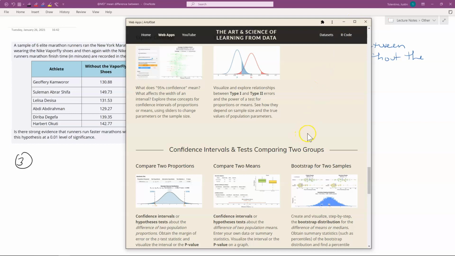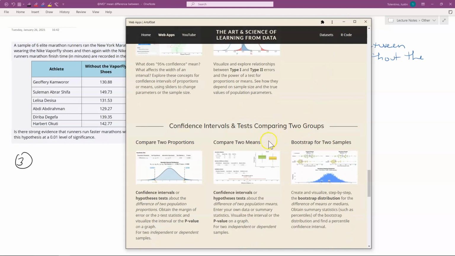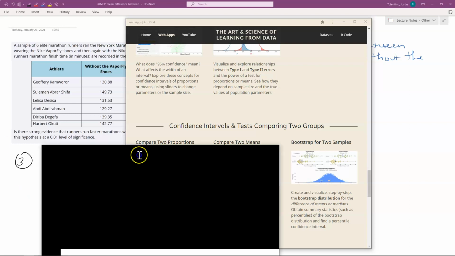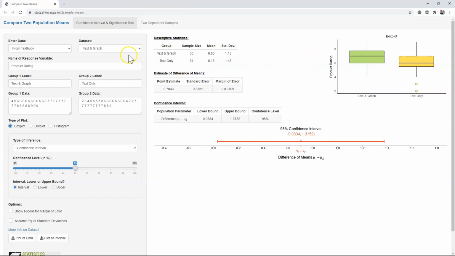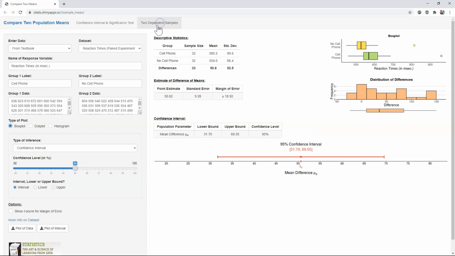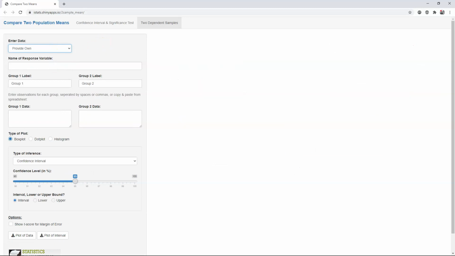So on ArtofStat, where are we going to go? This one's a little interesting, and we're going to actually select the compare two means. Even though we don't have two separate means that we're comparing, we are comparing two quantitative variables. So that's the one we're going to select. And you'll see on top, we have the one that we've been using for the two sample tests. But next to it, we also have this idea of two dependent samples where they're paired. So that's the one we're going to select here. And from this, we're going to be able to provide our own data, and we can type in all the information that we need.